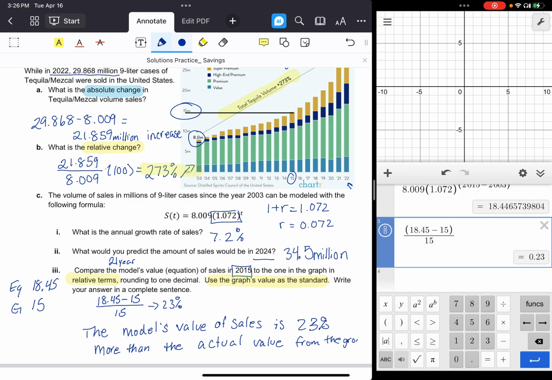So I'd say the model is not awful, but maybe it's an overestimate. So I might then go back to that 2024 value and be like, yeah, it's probably a little high. I don't expect them to be selling quite that much tequila. And hopefully this helps you better understand the two exponential function problems from this practice. The next page, we move back into just finance and savings, and stay tuned for some future videos on those questions.